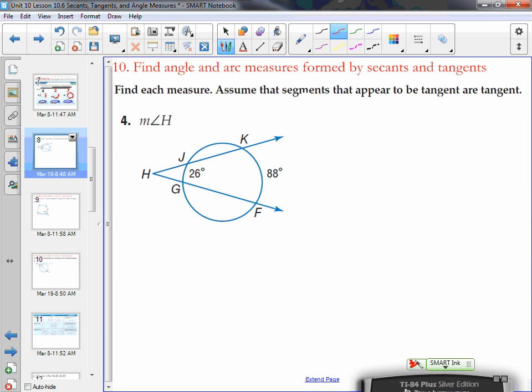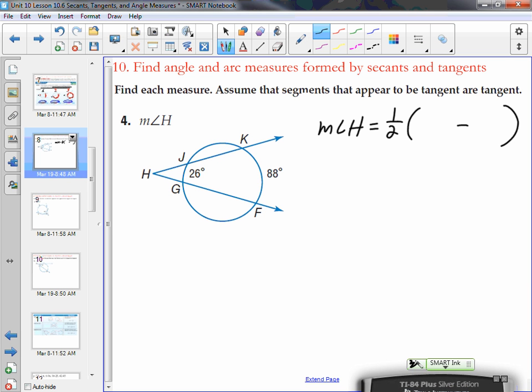Let's do one. Number 4. Find each measure. If it looks tangent, then it is. So we're supposed to find the measure of angle H. Good, that's what I wanted to find. According to our theorem, since we have two secants intersecting in the exterior of the circle. The vital bit of information is they intersect in the exterior of the circle. The vertex of the angle is in the exterior. Then the measure of that angle equals 1/2 the difference of the intercepted arcs.